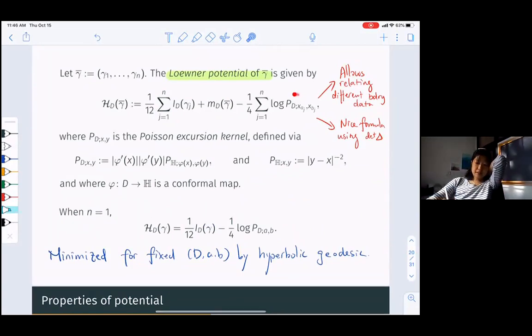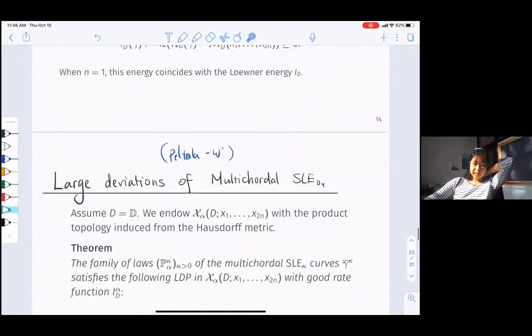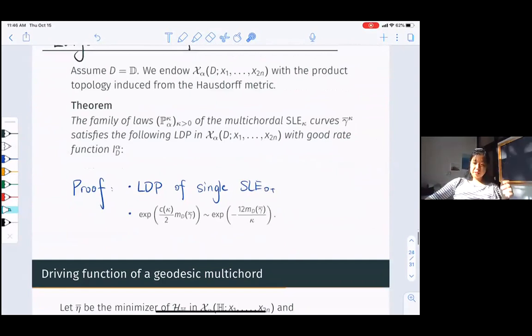And the last term is not relevant for a large deviation for fixed boundary data, because if you look at the minimizer, this doesn't depend on the chord. If you take the minimizer, this term will just be canceled out when you take the difference between the Loewner potential and the minimal potential. So here I basically explain in the proof that the single SLE gives you the first term in the potential, the second one gives you the second term in the potential.